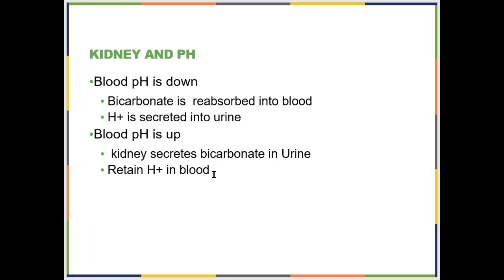So if your blood pH is high, too alkaline, dump bicarbonate into the urine, hold on to all of your hydrogen ions, blood pH comes back down.